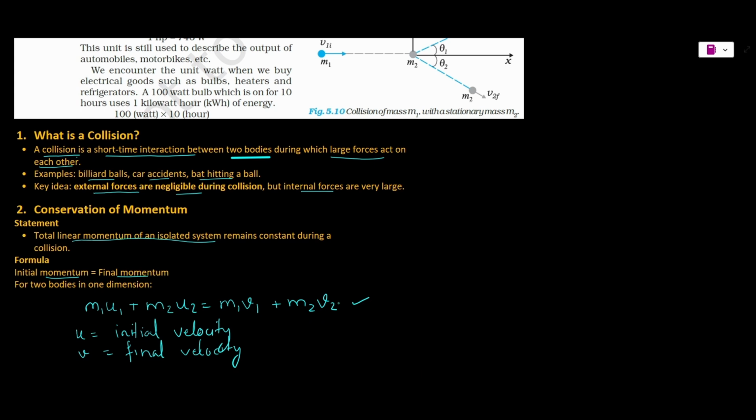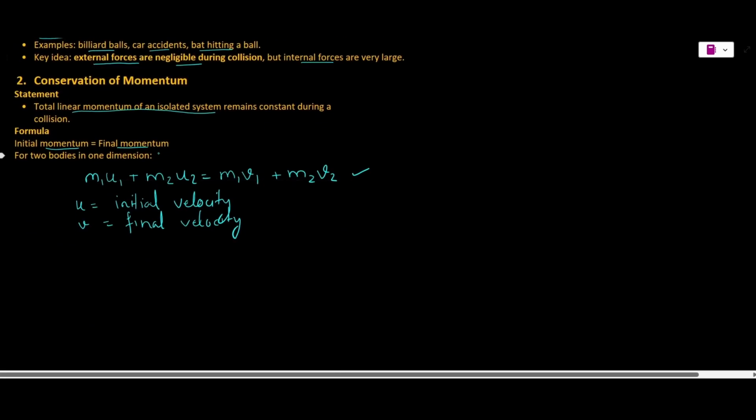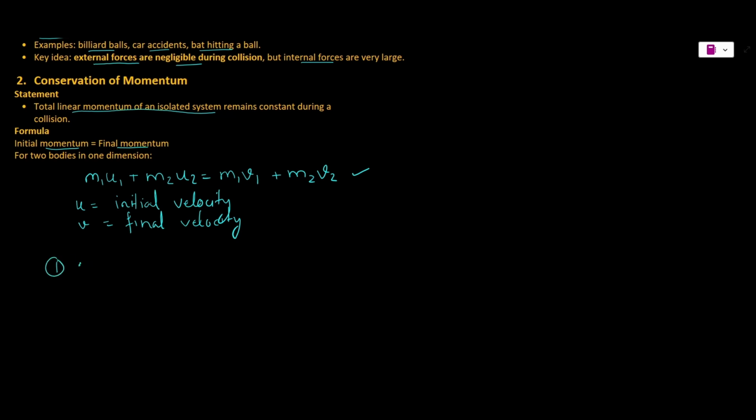Now how do we know that this is correct? Well, we know this by Newton's third law. What does Newton's third law state? It states that for every action there is an equal and opposite reaction. So if one object applies a force onto another object, the other object applies an equal and opposite force on the first object. So that was Newton's third law.